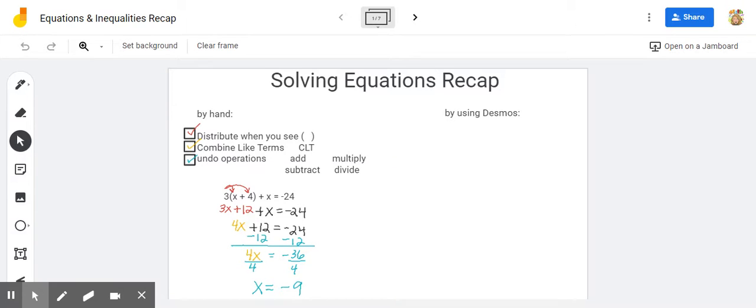So here we are, guys. We are going to review some equations and inequalities. If you want to solve an equation, we had 3 steps to distribute when you saw parentheses. So 3x plus 3 times 4, which is 12.